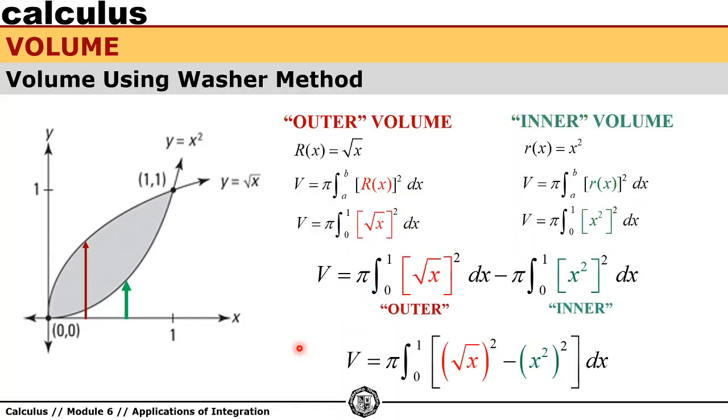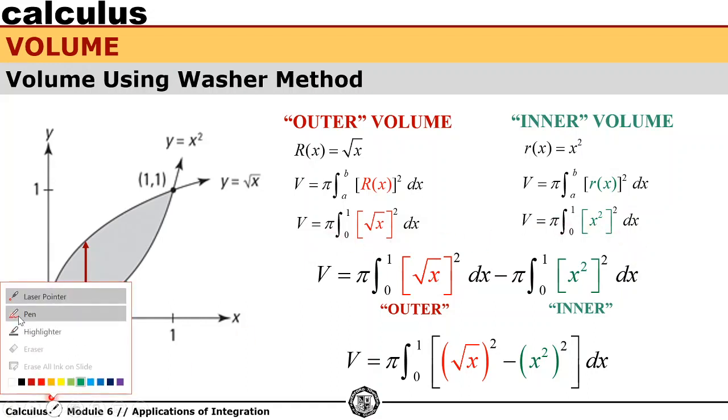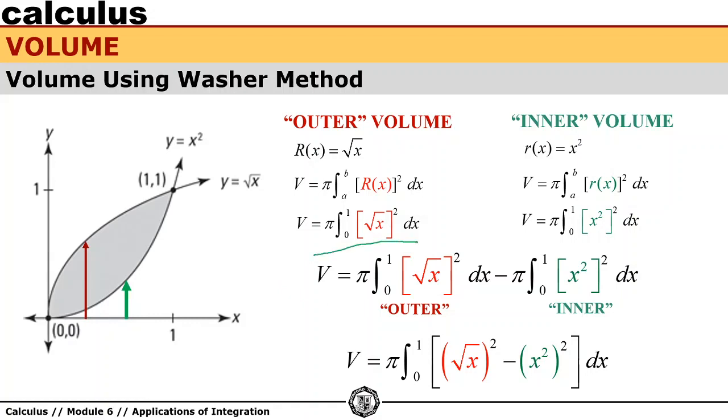Here's the whole package. Let's look at what's happening on the grand scheme. We just did the outer volume. Our big radius was the square root of x, little radius was x squared, and all of this was on the previous screen. What I want you to see now is what's happening down here. If you take the outer volume, pi times the integral from 0 to 1 for the square root of x squared, and then I subtract from that the inner volume, pi times the integral from 0 to 1 for x squared, the quantity squared.